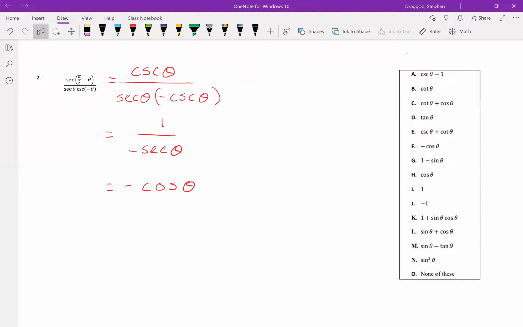Problem 2. So this one has both a cofunction identity and an odd identity in it. So I'm going to start by dealing with those 2 things first. Secant of pi over 2 minus theta, that's a cofunction identity, so I'm going to want to change that to cosecant theta up here on the top. And cosecant is an odd function. So if I have cosecant of negative theta, that means I should pull the negative out.